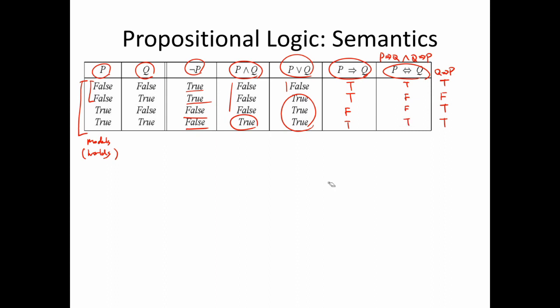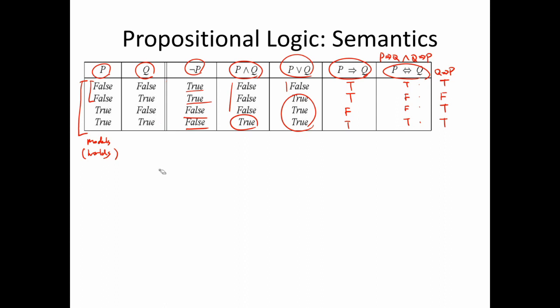Or you can also think of the double implication as equivalence. So when you have P if and only if Q, then you're just asking, are they equal? In the first world, they're equal. In the last world, they're equal, but in the middle two, they're not. So that's how you get T, F, F, T.